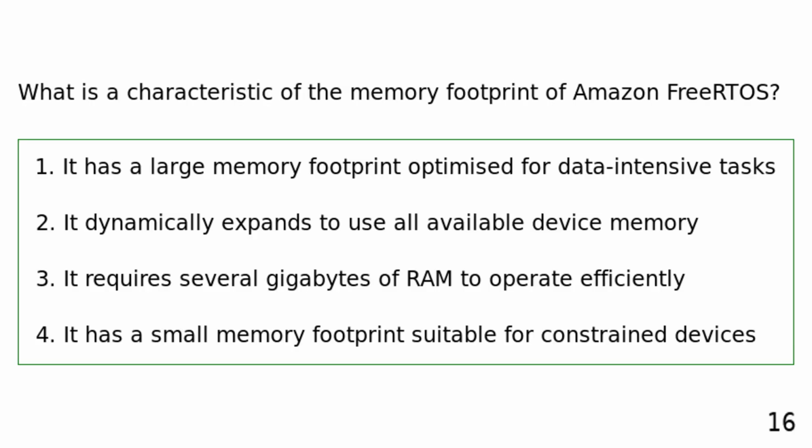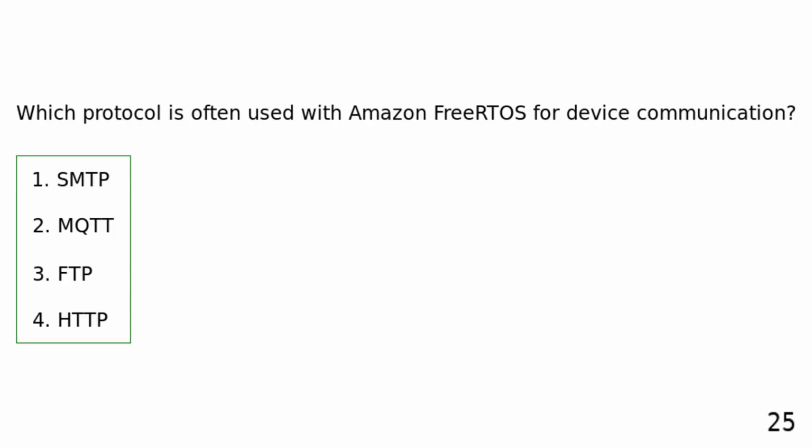What is a characteristic of the memory footprint of Amazon FreeRTOS? It has a large memory footprint optimized for data-intensive tasks. It dynamically expands to use all available device memory. It requires several gigabytes of RAM to operate efficiently. It has a small memory footprint suitable for constrained devices.